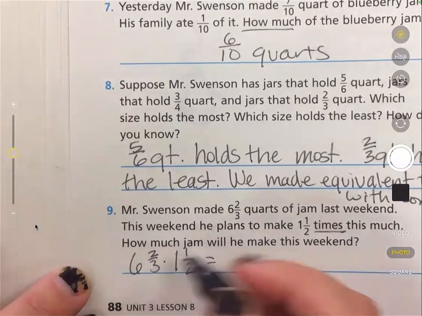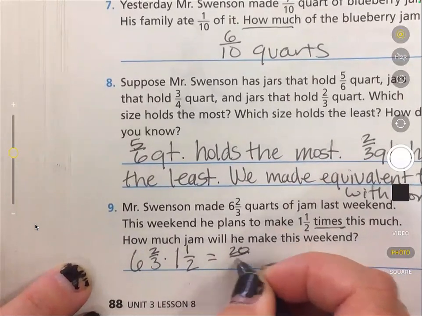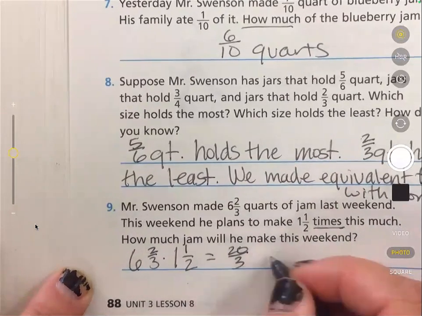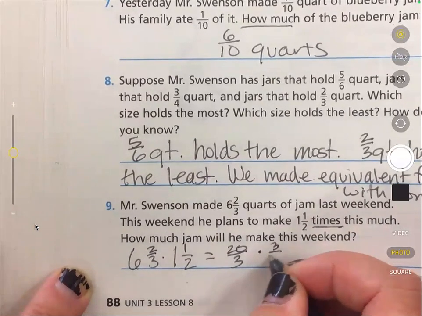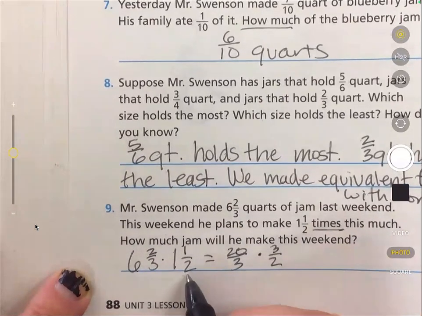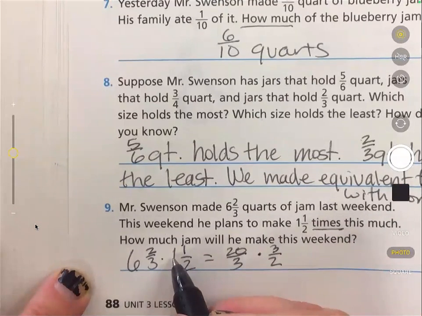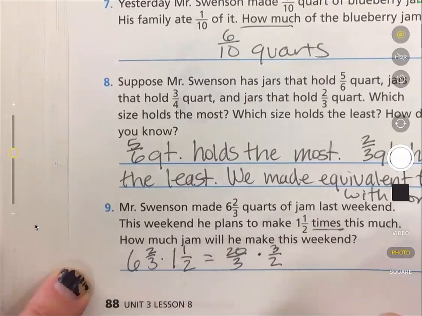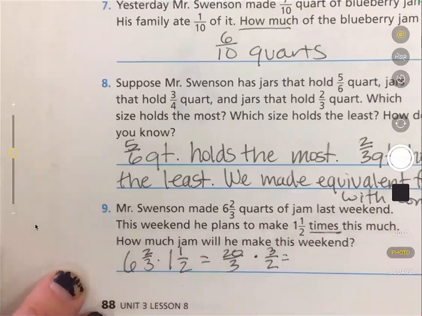3 times 6 is 18 plus 2 is 20. 20 over 3, right? Because I keep my same denominator. How about 1 1/2? What's that going to make? 2 times 1 is 2, plus 1 more, it's 3. 3 halves. Okay. So again, this one we can do some cross canceling or not.